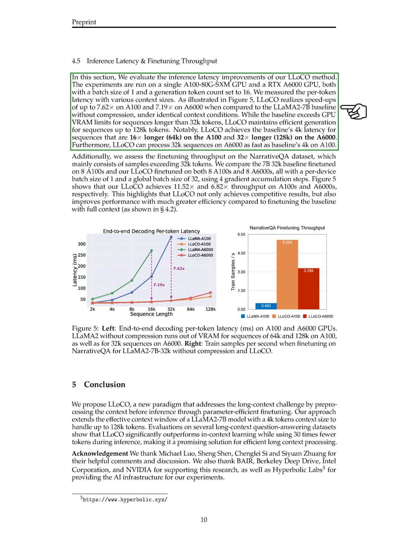Furthermore, we evaluate the inference latency improvements of LLoCO on GPUs and compare it with the Llama 2 7B baseline. Our model achieves speedups of up to 7.62 times on A100 and 7.19 times on A6000 GPUs, maintaining efficient generation for longer sequences. LLoCO can process sequences up to 128K tokens while achieving the baseline's latency for much shorter sequences.